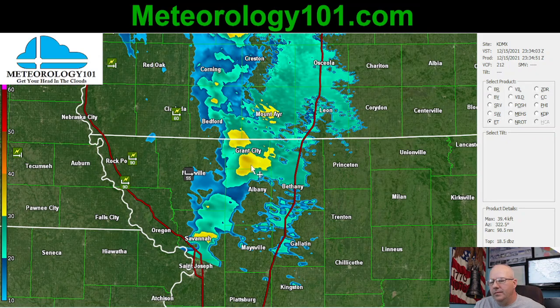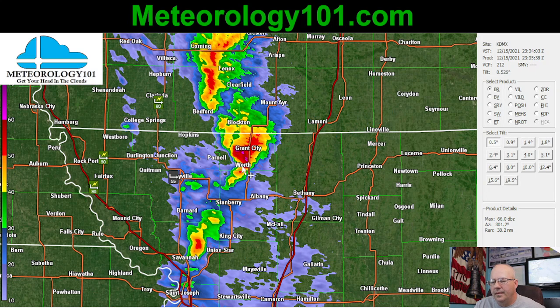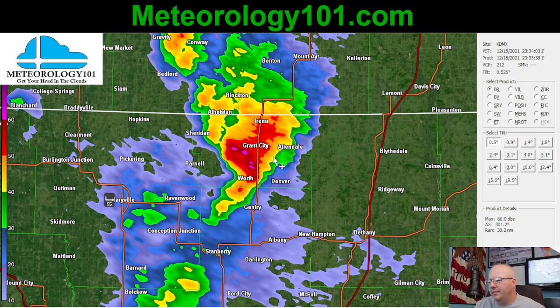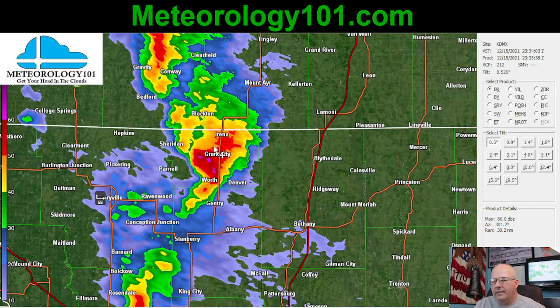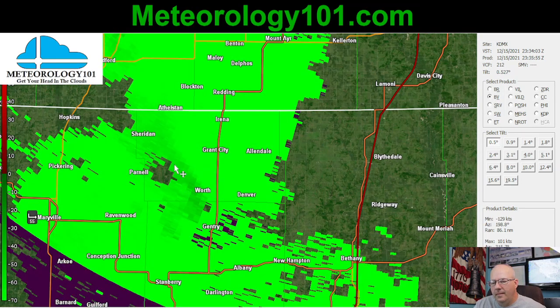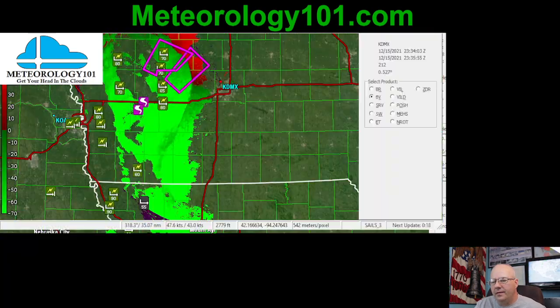All right, so when I said that one there, pretty good little hook on it. So something to watch. Let's see, hold on, let me go back. Go back in there. Base velocity. We're not really getting the rotation from that, so that's probably why they're not throwing out a warning.